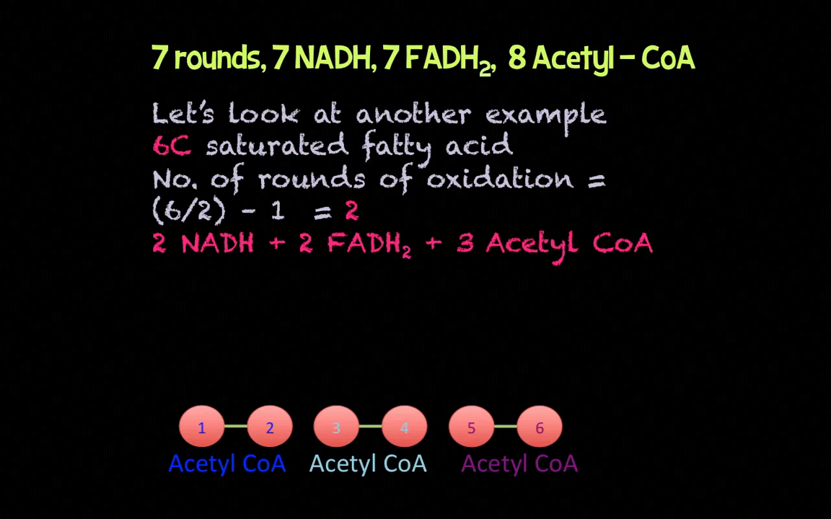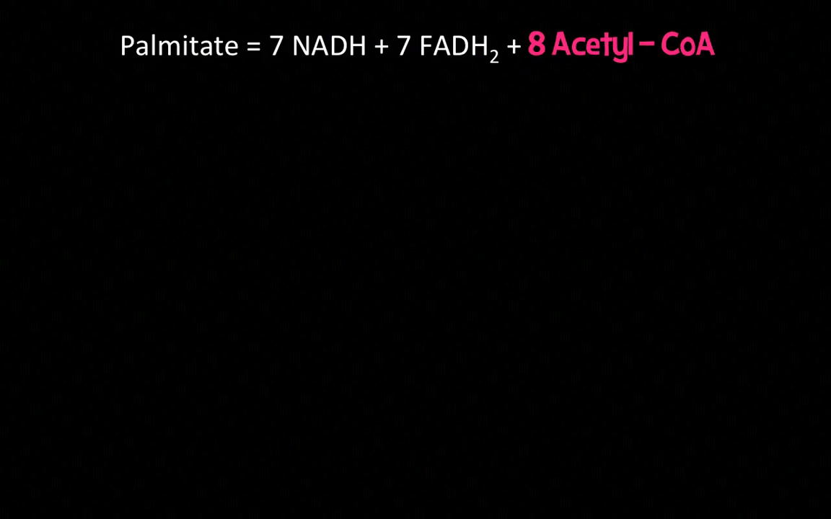So one way to look at it is that you always get 1 more acetyl-CoA than your number of NADH and FADH2. For instance, you had 7 NADH, 7 FADH2, and you got 8 acetyl-CoA. And down here, 2 NADH, 2 FADH2, 3 acetyl-CoA. So that's something to think about. So let's recap. Palmitate is giving us 7 NADH, 7 FADH2, and 8 acetyl-CoA from beta oxidation.